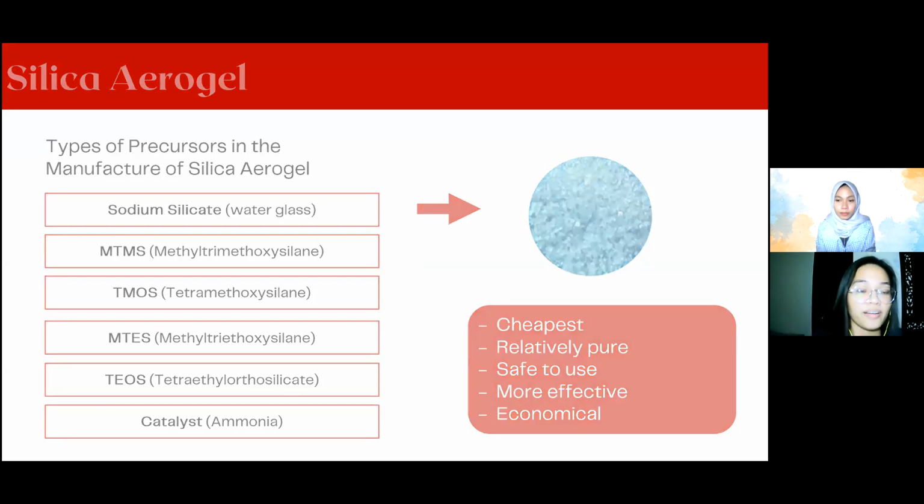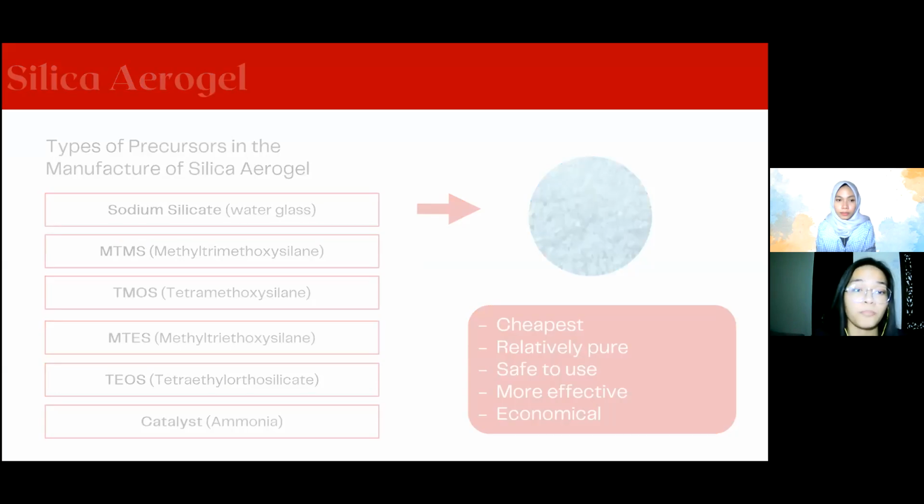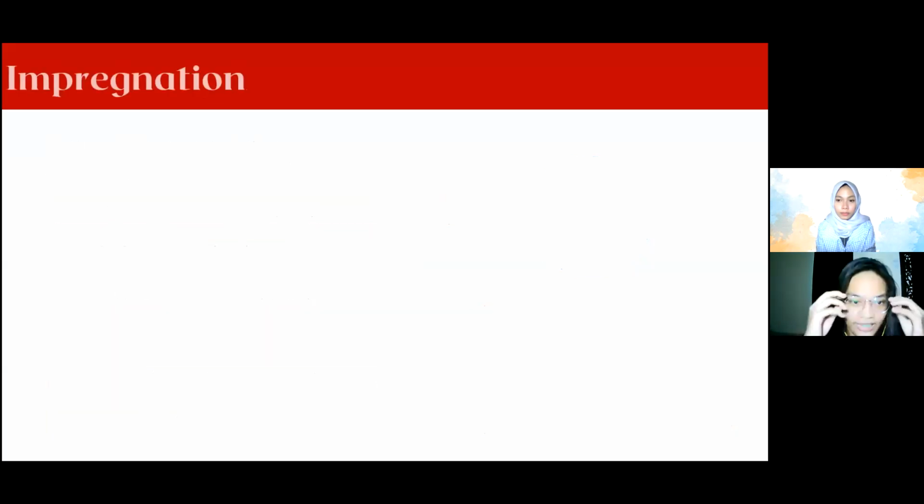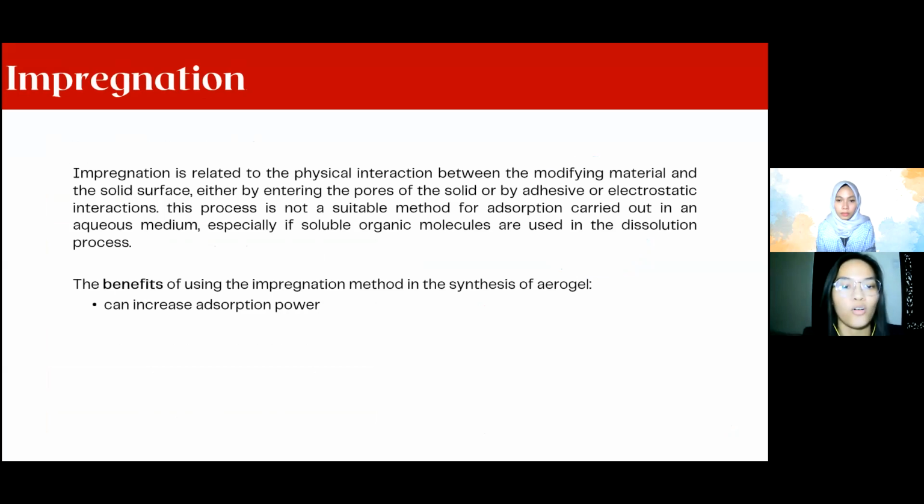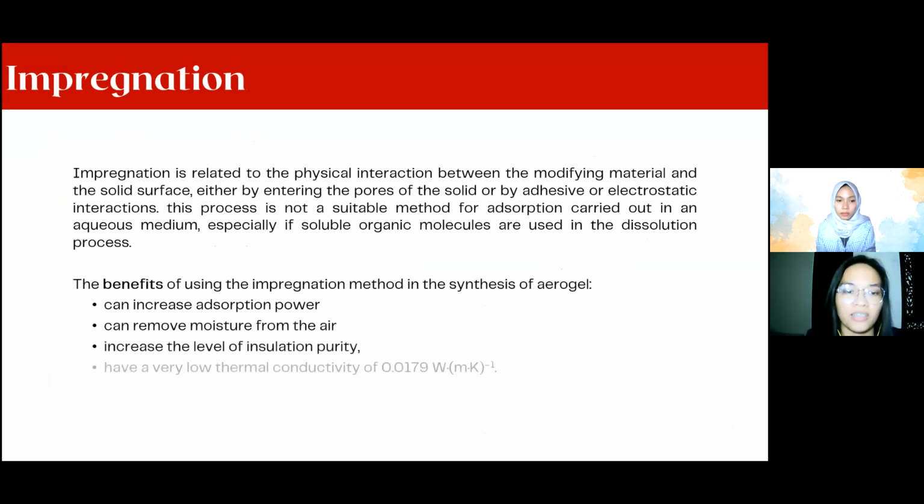The impregnation process is related to the physical interaction between the modifying material and the solid surface, either by entering the pores of the solid or by adhesive or electrostatic interactions. This process is not a suitable method for adsorption carried out in an aqueous medium, especially if soluble organic molecules are used in the dissolution process. The benefits of using the impregnation method in the synthesis of aerogel are that it can increase absorption power, can remove moisture from the air, increase the level of insulation purity, and have a very low thermal conductivity.